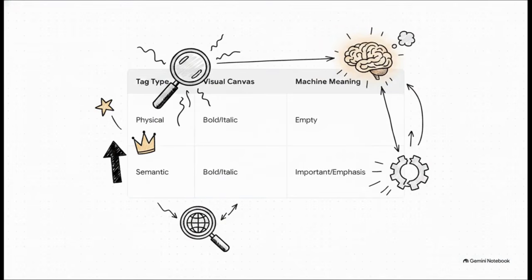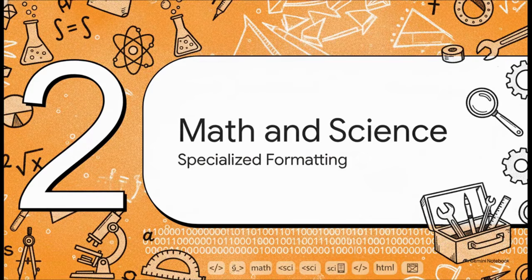Let's really lock this in. Notice the contrast here between the visual canvas and the actual machine meaning. Physical tags like B or I and semantic tags like strong or em, they render the exact same bold and italic visuals on your screen. But in the code, physical tags are just empty formatting. Semantic tags actually inject emphasis and importance into the document. Honestly, for top marks on an exam or top search rankings in the real world, defaulting to semantic HTML5 is absolutely non-negotiable. Moving right along to Section 2, Math and Science Formatting.